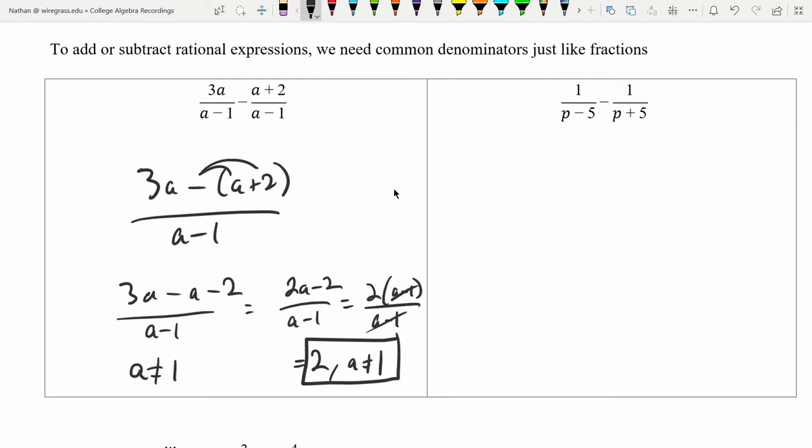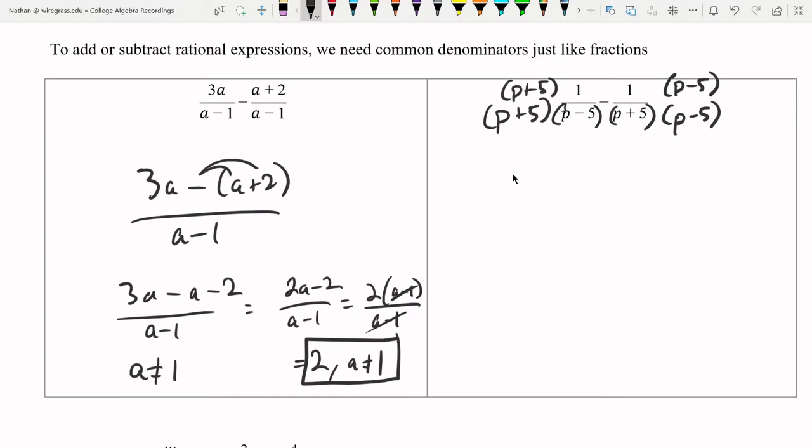Okay, for the next one, we're going to multiply each denominator by the other one. That's because we cannot multiply by anything smaller than this. There's no way to make p minus 5 equal to p plus 5 by multiplication except by multiplying by the other denominator. You can always do that. If you're not sure which denominator gives you common ones, just multiply by the other one and go from there.